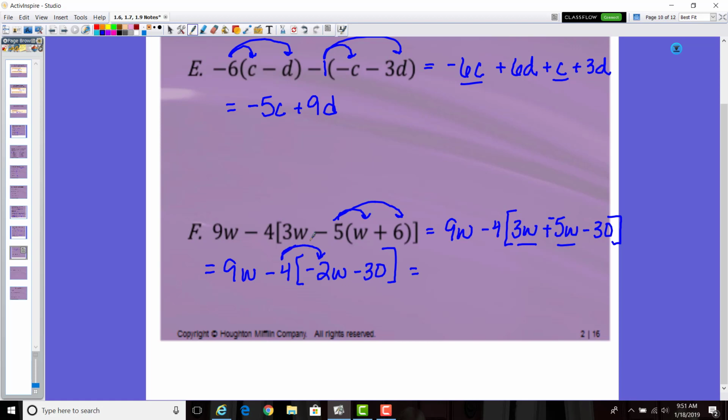We can use the distributive property here. So 9w will add, because of a negative times a negative, 8w, and we will add 120. We've gotten rid of all grouping symbols by using the distributive property. Now I'm going to go ahead and combine my w terms. 9w's and 8w's gives me 17w's plus 120.